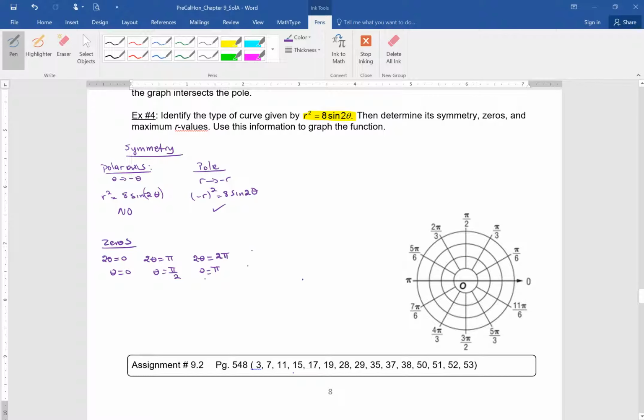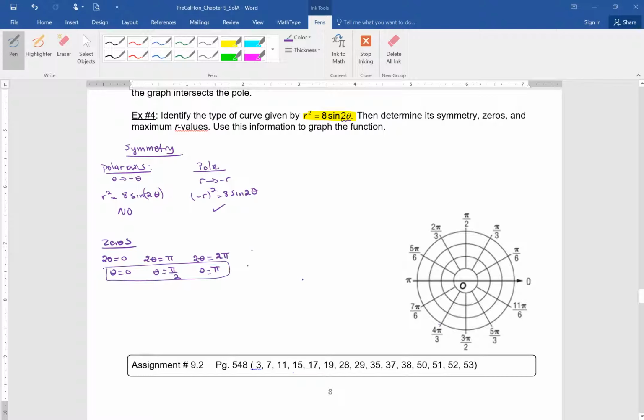Yeah, so this function is 8 sine 2 theta. Now, sine is 0 at 0 and pi and 2 pi. So for this function, the argument of the sine, the 2 theta, must equal 0, or the 2 theta must equal pi, or the 2 theta must equal 2 pi. And if you solve that, these are the values where it equals 0.